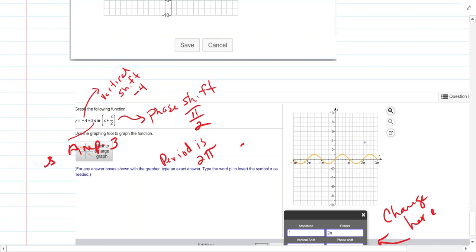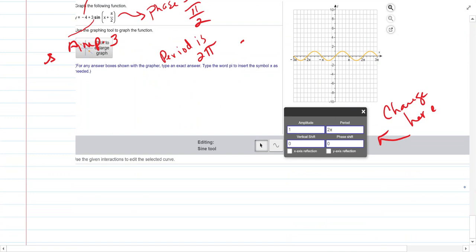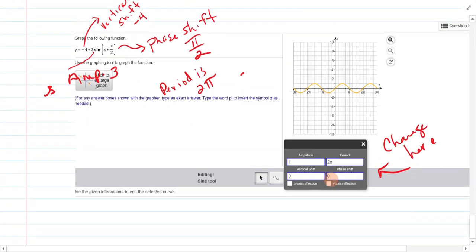So you click there. When you click there, you're going to get another palette. It's going to be this. And you get to put in your amplitude, your period, your vertical shift, your phase shift. So in this one, the amplitude is 3. So you would put in 3 here. The period is 2 pi over 1. So that's just 2 pi. The amplitude is 3. That's that number there.